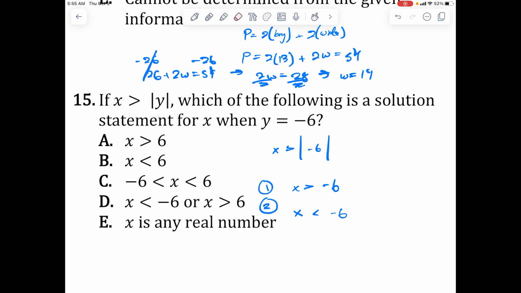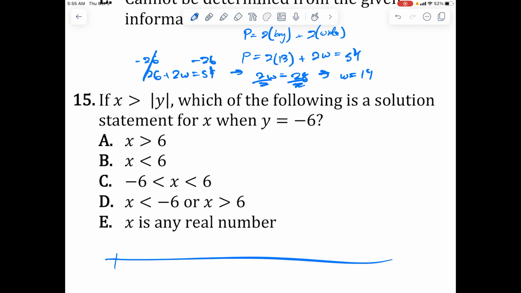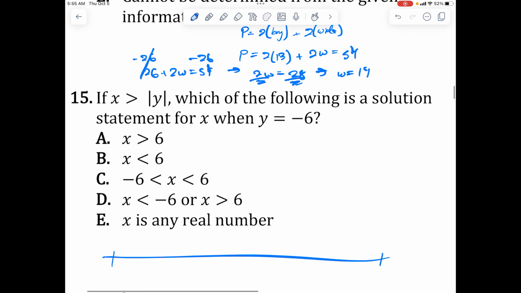Okay, I think the best way to do this one, it's a little bit tricky. I don't think it fits into the normal solution for absolute value. The best way to do it is to put this on the number line. So let's just say we have negative 6, we have positive 6. Okay, then we have 0 in the middle.